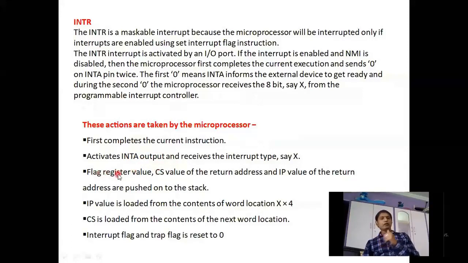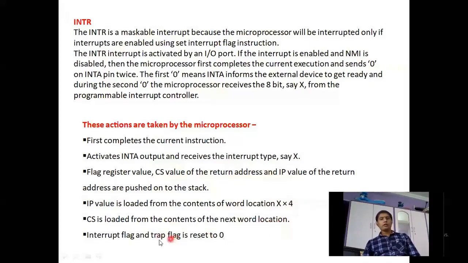Other is the same: the flag register value, CS value, and similarly the IP address, all are pushed to which one? Stack memory. Then the IP value is loaded from which address? Here, type number into 4. For example, INTR comes under, say, type 6. 6 into 4 is the address. Similarly, CS is loaded from the next address. So for example, if the address is X, then adding 2 we get the CS address.